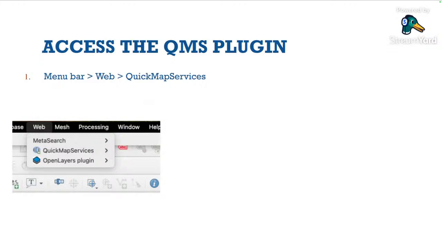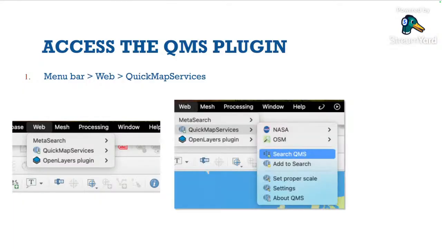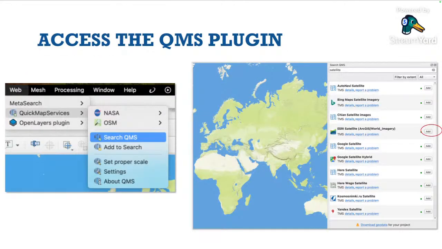Quick Map Services is a quite useful tool to have different types of map layers in your QGIS project very quickly. If you have installed the plugin, you can call it through web. Again, in the menu, you click on Quick Map Services and you click on Search QMS. If you click on Search, you can search through many different types of maps. For instance, the Esri satellite is a pretty good one for having an easy non-labeled satellite map in your project.